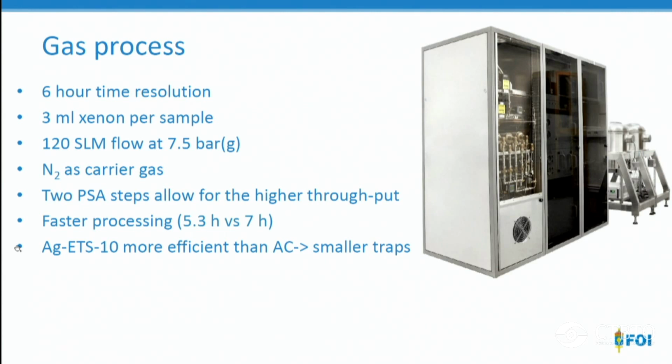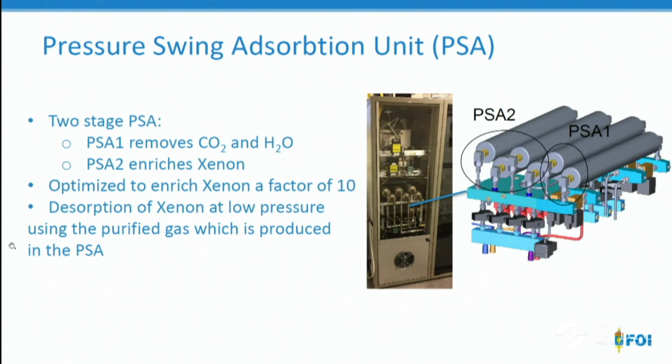In SONA 2 we process the sample in 7 hours, and here instead we can process it in roughly 5 hours. And we also use silver zeolites, and we then get smaller traps and lower power consumption as well. So the PSA looks like this.